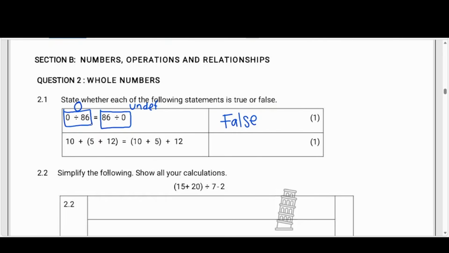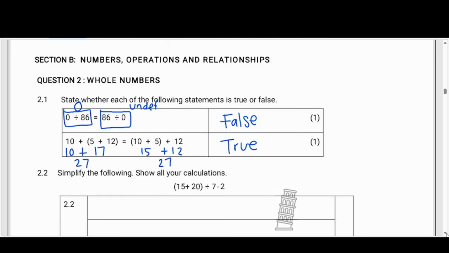And then this part, let's see, 10 add the brackets, so 5 and 12 is 17. 10 add 17 is 27 on this side. On the other side, we've got 10 and 5 is 15, add 12. 15 add 12 is 27. So both of these sides add up to 27. So this is true because they are equal.